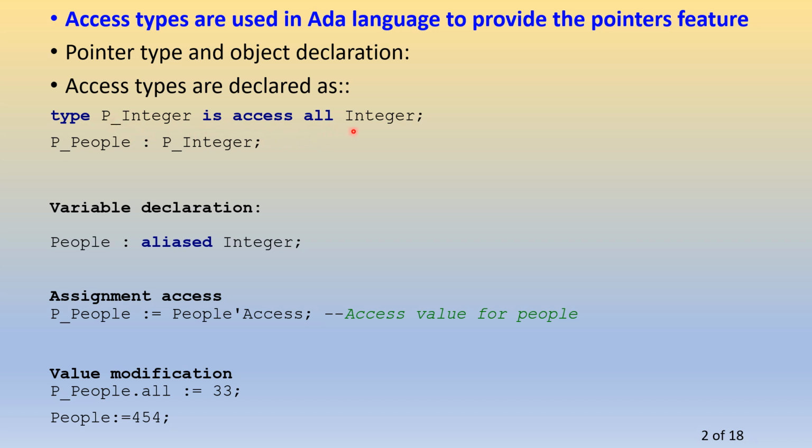So this is the declaration for the pointer or access type for the integer, and the corresponding variable is defined here: P_people colon P_integer. And the variable which we need to use for pointing is defined as an aliased integer. And how do we assign the value to the pointer or access type is defined in this form: people'access. And how do you modify the values? You can modify either the pointer value or the variable. Whichever you modify, it will represent the same values.